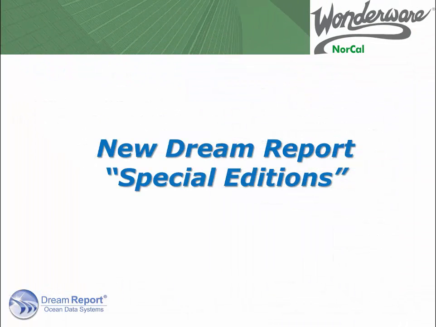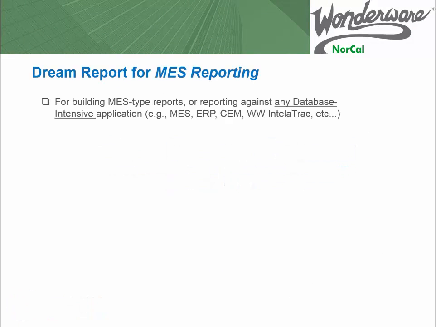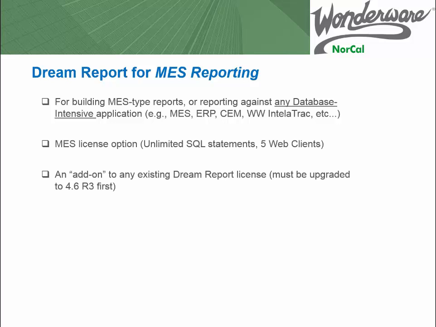Okay, let's take a look at two new special additions or add-ons to the core Dream Report product. In addition to the many tools and features in Dream Report focused on SQL database reporting, as we've just seen, a new MES license option is available as an add-on to any Dream Report license. This license is a very cost-effective way to work with large database applications, for instance MES, ERP systems, Wonderware Intelligence, IntelliTrack, etc., as it allows for unlimited fields from SQL queries, which would ordinarily be counted towards the project's tag count, and includes 5 Dream Report web client licenses.